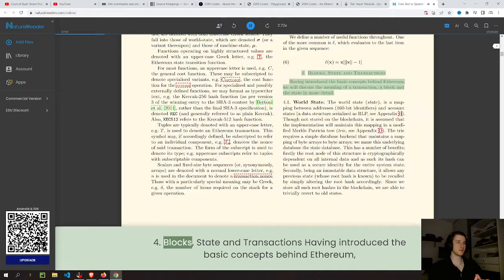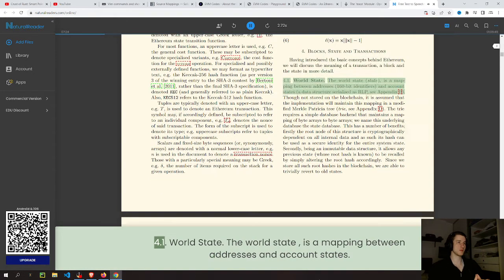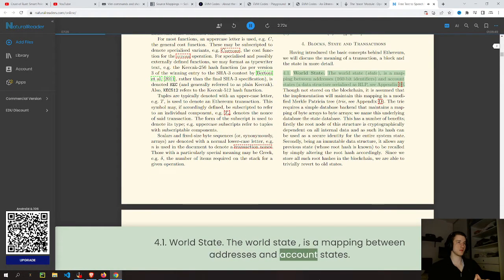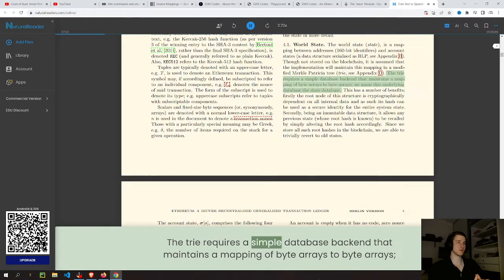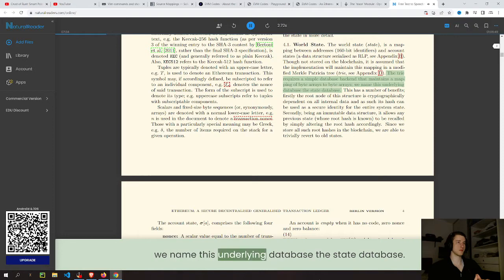4. Blocks, state and transactions. Having introduced the basic concepts behind Ethereum, we will discuss the meaning of a transaction, a block, and the state in more detail. 4.1. World state. The world state is a mapping between addresses and account states. Though not stored on the blockchain, it is assumed that the implementation will maintain this mapping in a modified Merkle-Patricia tree. The tree requires a simple database backend that maintains a mapping of byte arrays to byte arrays. We name this underlying database the state database.